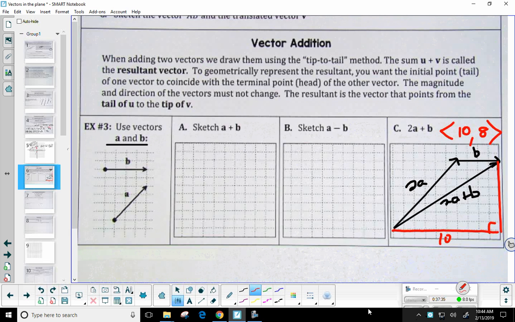Anybody having trouble with vectors so far? Any questions? So, the last project that you did from that, the starting point for those is always like where you started? Yes. Okay, so that's the resultant. Good, good.